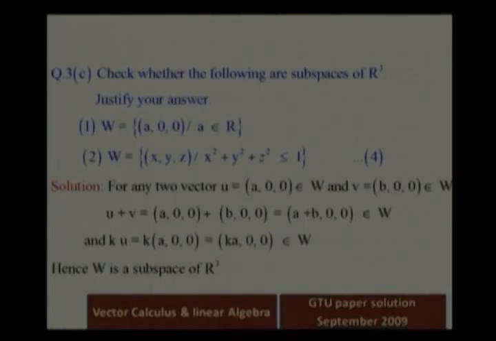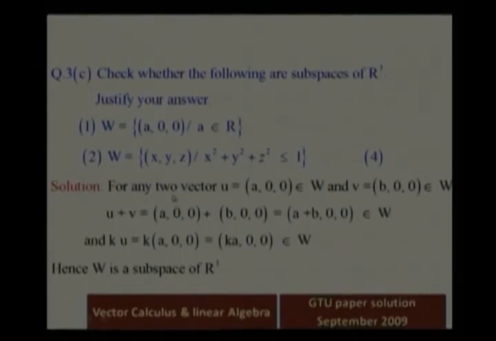check whether the following are subspaces of R3 or not. Justify your answer. This question was asked for 4 marks. There are two sub-questions, first part and second part. The first is W equal to (a, 0, 0) where a belongs to R. So the first coordinate is any real number and the second and third coordinates must be 0. Only those vectors are in this set such that the first coordinate is a real number and the second and third coordinates are 0.